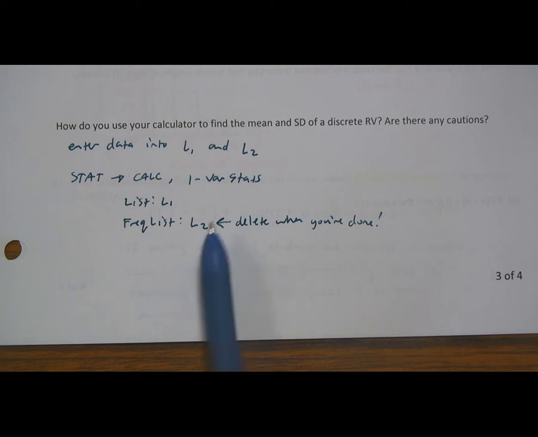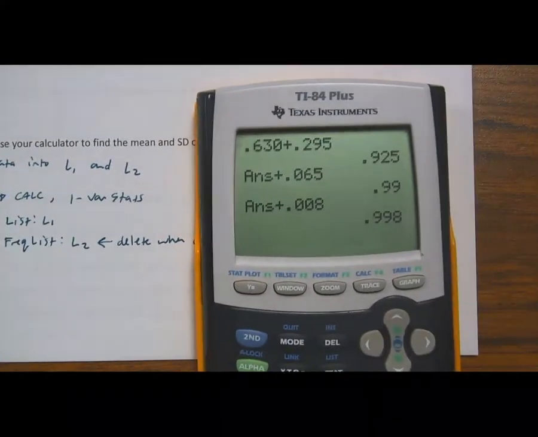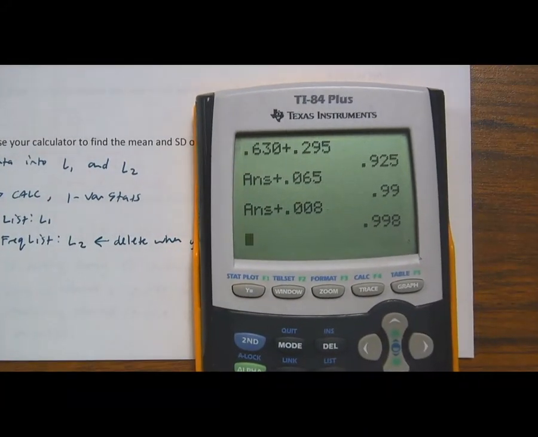And the reason we just want to delete that when you're done is because it's just kind of good calculator habits. But oftentimes you don't really need that there. You just kind of have to know what you're doing in the calculator. If you enter things into list 1 and list 2, then you want list 2 there. If not, then you just delete it. So let's try now with this number of languages and the probability. Let's see if we can get our calculator to tell us the mean and the standard deviation.